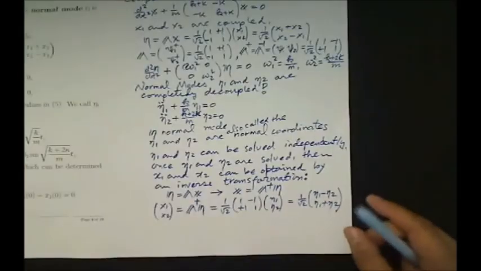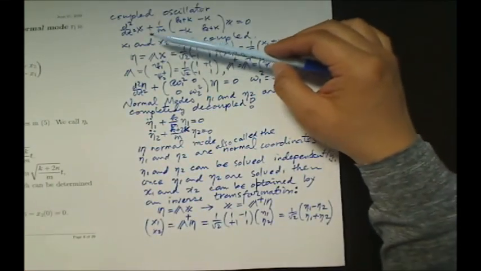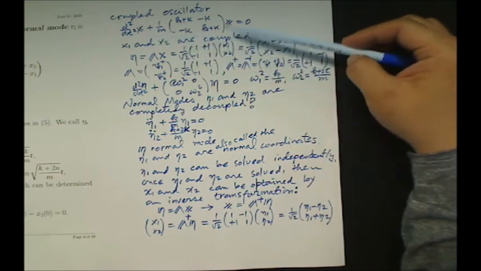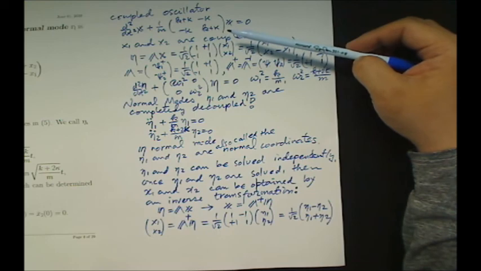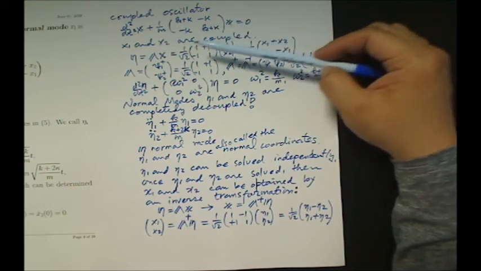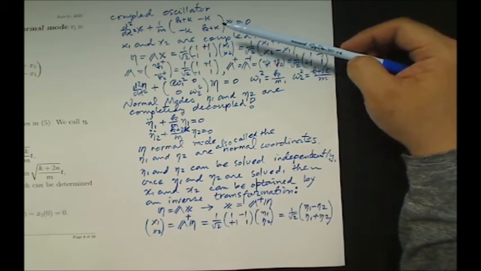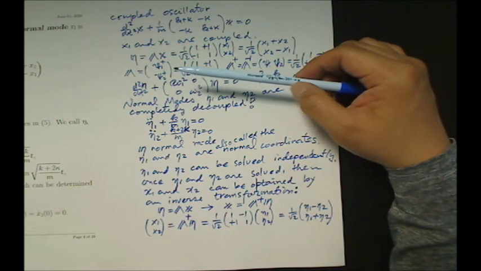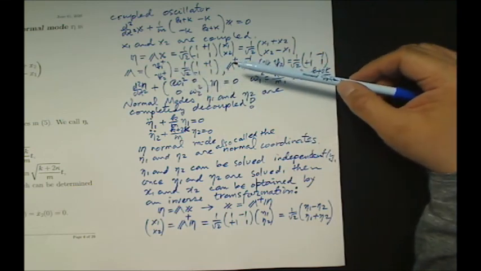Now, the original coupled equation was in the form where the matrix was real and symmetric. Thus, it is Hermitian, and it was diagonalizable. We have found the eigenvectors, so eigenvectors can be used to find the transformation matrices.